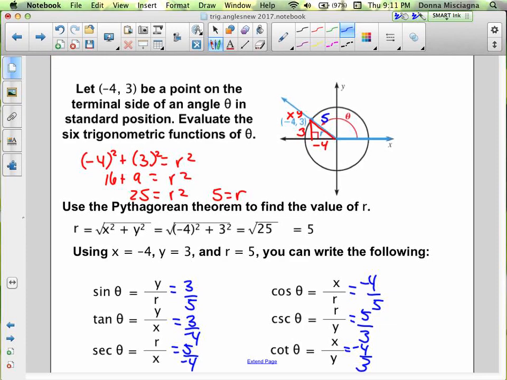Okay? So instead of noticing which ones are negative, let's notice which ones are positive. Only sine and cosecant. So we're in the second quadrant, sine and cosecant are positive. Y is positive, and r is always positive. We'll review that at the end.